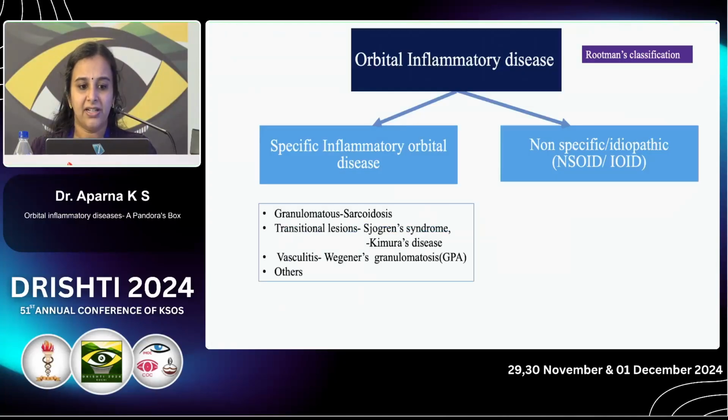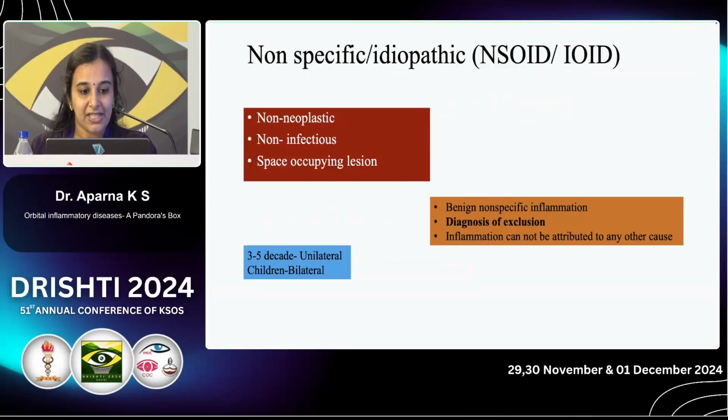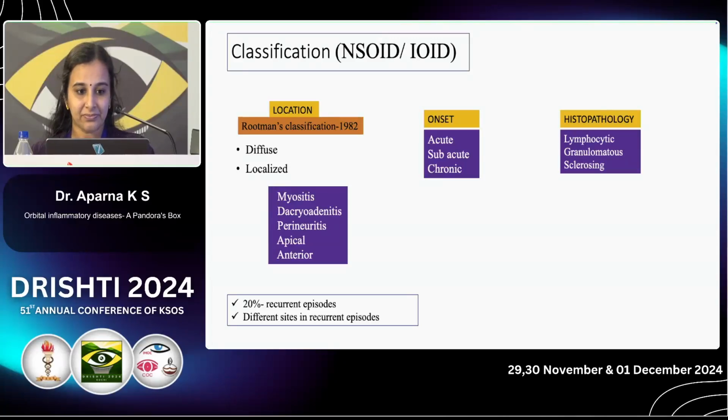Rootman has classified it into two groups: specific inflammatory diseases and non-specific or idiopathic orbital inflammatory diseases. Specific can be due to specific causes like sarcoidosis or vasculitis such as granulomatosis with polyangiitis. Non-specific ones are space-occupying lesions which are non-neoplastic and non-infectious. Basically, it is a diagnosis of exclusion.